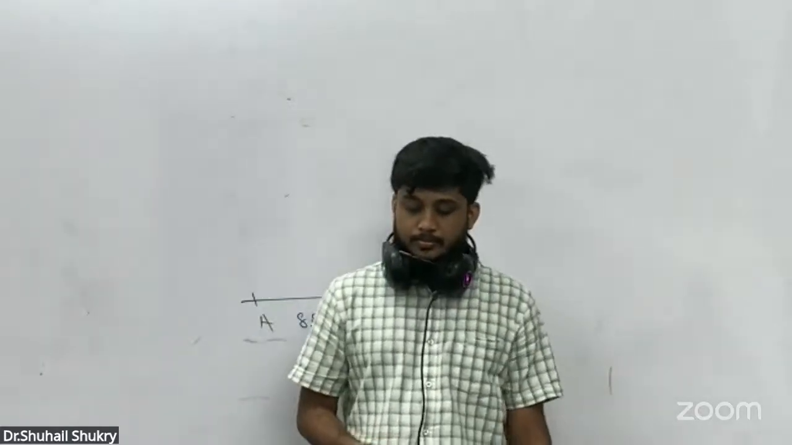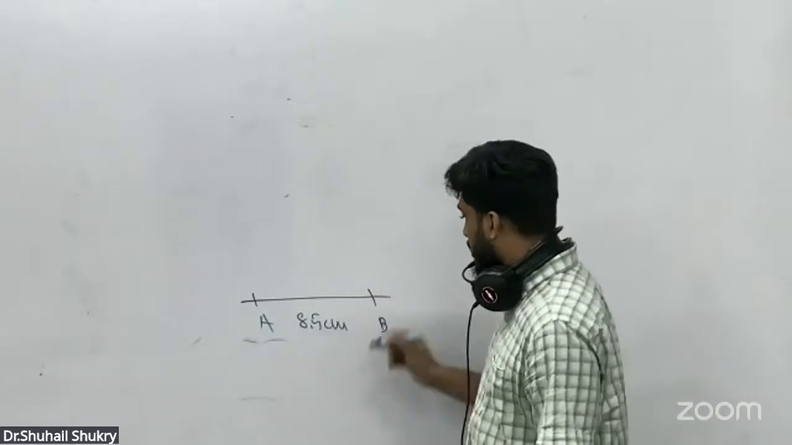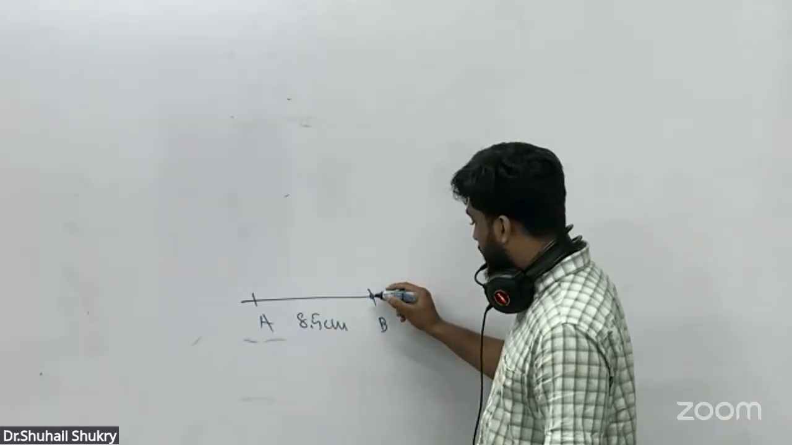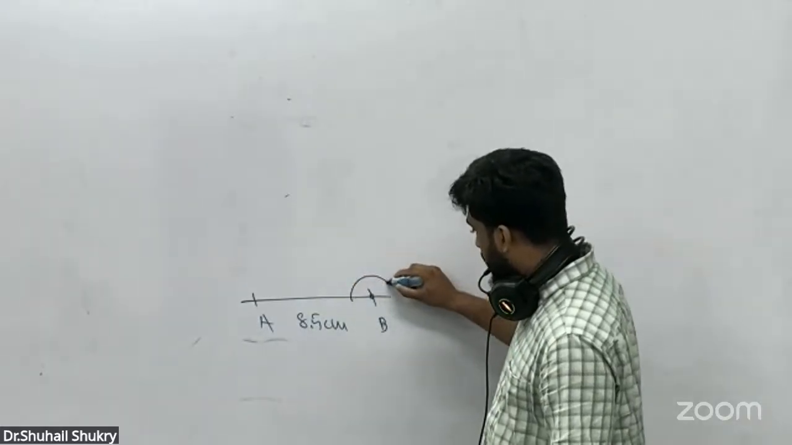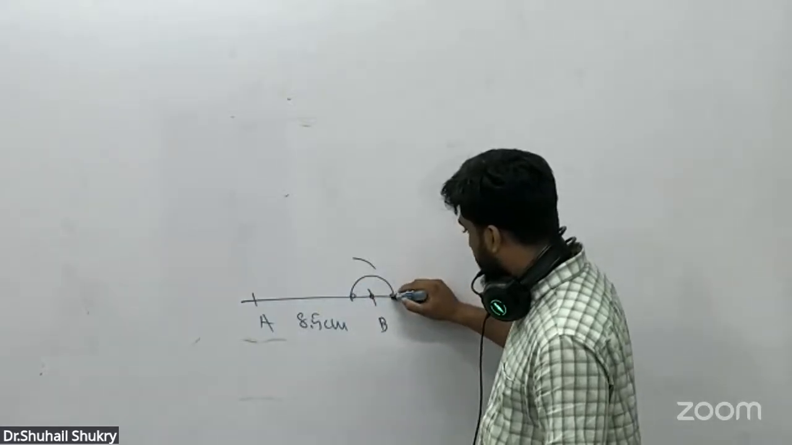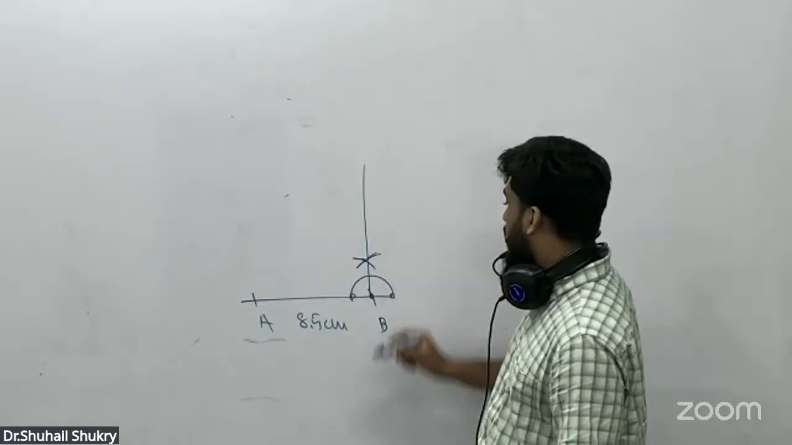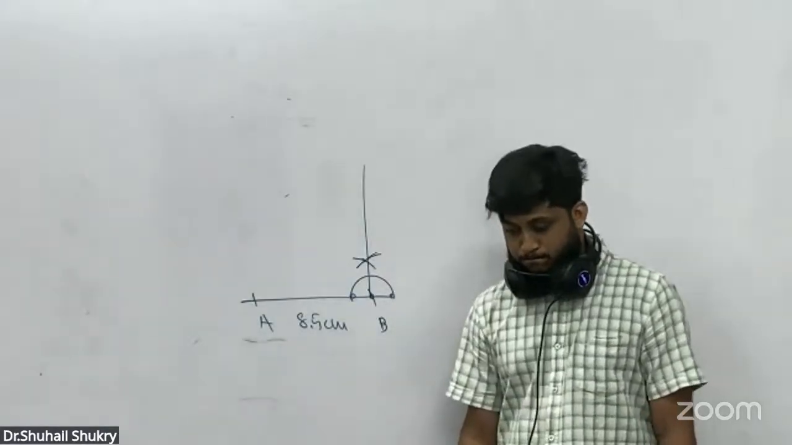The next one, then they have asked to construct angle ABC 90 degrees. It means on B you have to create 90 degrees. Draw a half circle. Keep the compass point here, drag more than half, put a cross up. Keep the compass point here, put a cross like this. Then draw like this. Then this is 90 degrees.